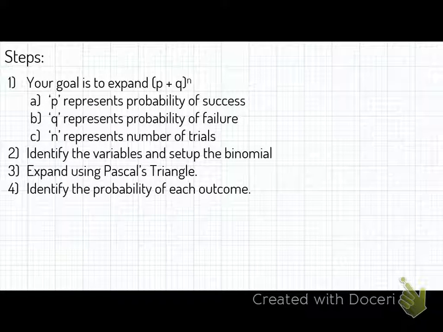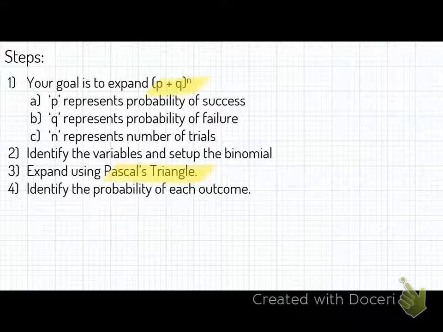So here are the steps, okay? Your goal is to expand p plus q to the nth power. So we're going to be working with this, and we're going to use Pascal's here. And p represents the probability of success, right? When I was flipping the coin, I was like, what's the probability of me flipping it successfully 3 times? 12.5%, right? And then q represents the probability of failure. So that means if my probability of success is 12.5%, my probability of failure is 87.5.